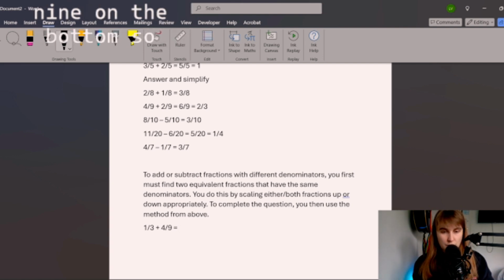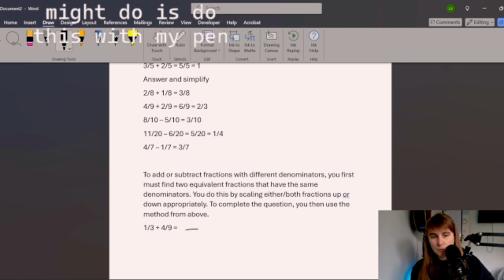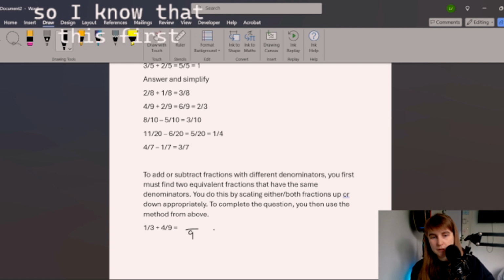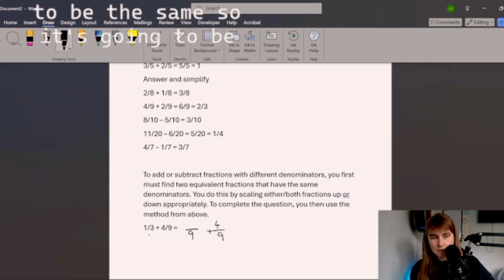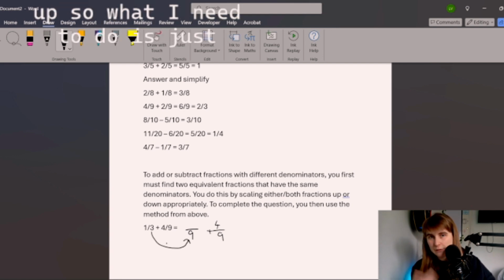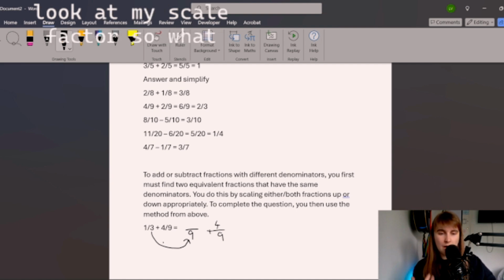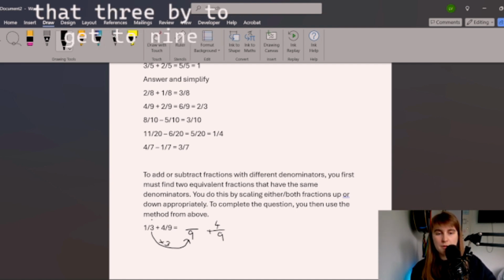In order to do that, in fact, what I might do is do this with my pen. I know that this first fraction is now going to have 9 on the bottom. The second fraction is going to be the same, so it's going to be 4/9. I'm scaling this one up, so I need to look at my scale factor. What have I multiplied that 3 by to get to 9? That would be 3.